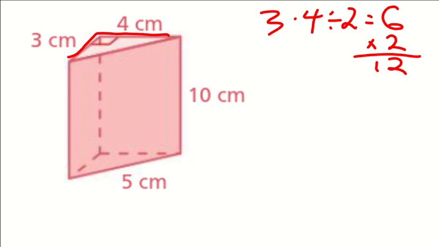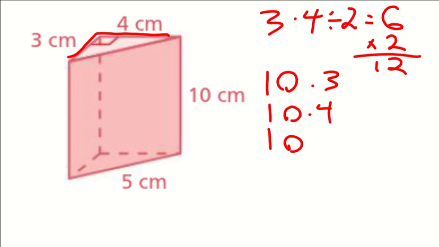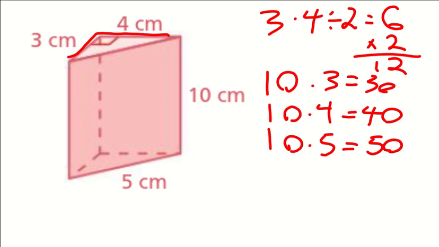All right, my triangles are at the top and the bottom. So which number connects the triangles? 10. So we're going to use 10 for all 3 rectangles. So we got 10 times 3, 10 times 4, 10 times 5. That's 30, 40, 50. Then we add them up. And that will give us 132. Okay?